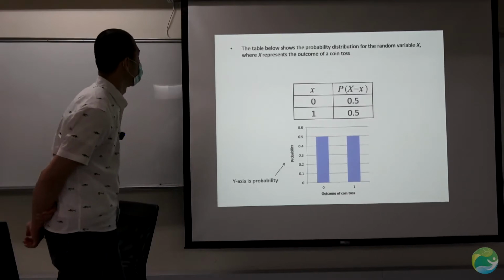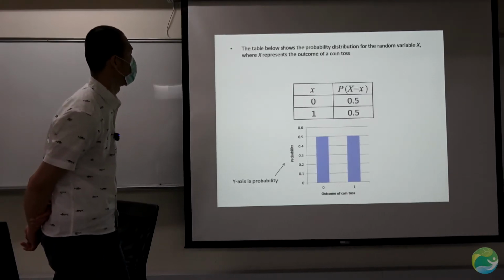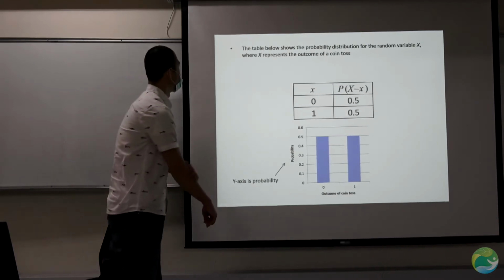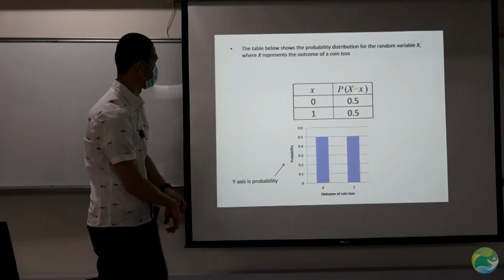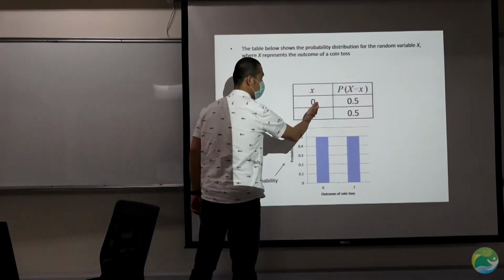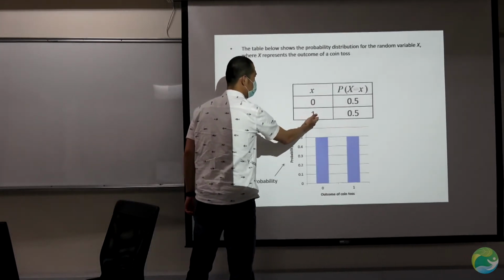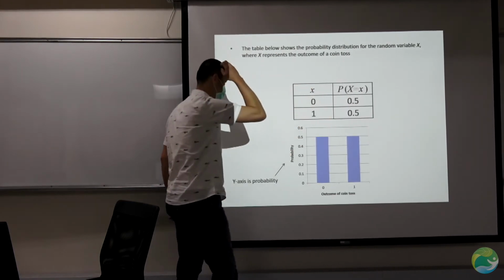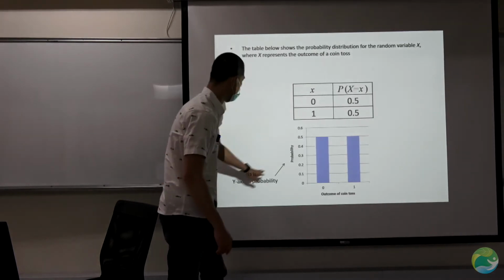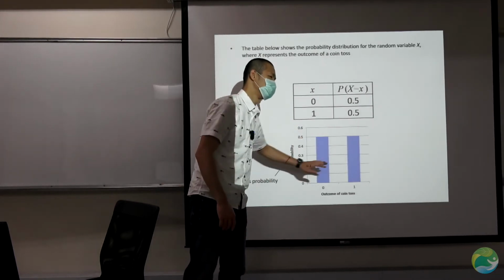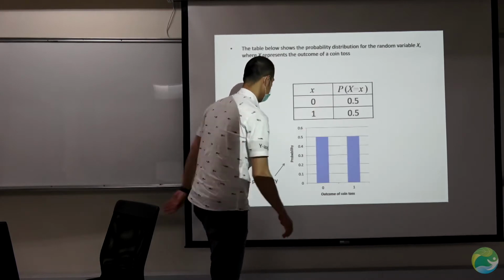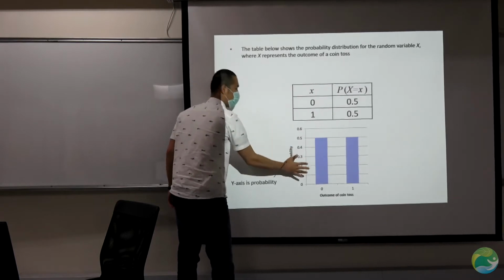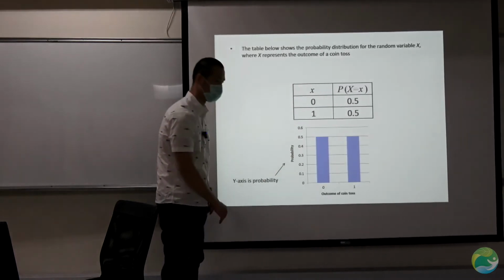The table below shows the probability distribution for random variable X, where in this case X represents the outcome of a coin toss. For example, this is the bottom, this is the head. As we know, a coin is equal for two sides. Here we represent the probability distribution for the discrete variable case, the PMF. Here it's a table, here it's a graph, okay?